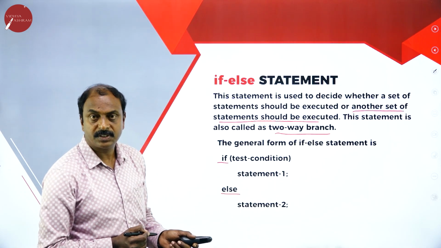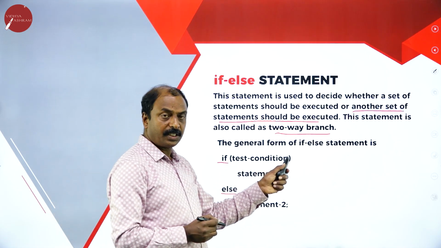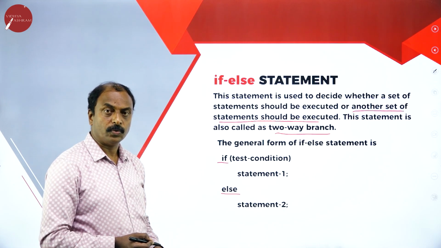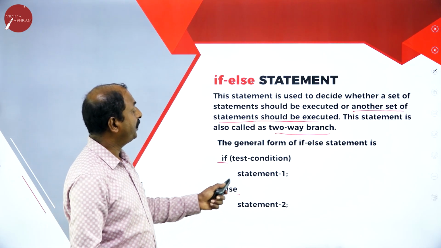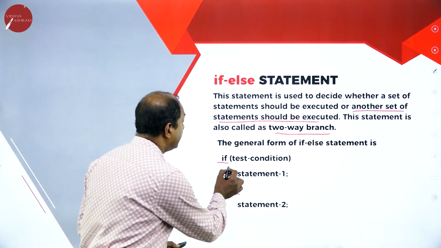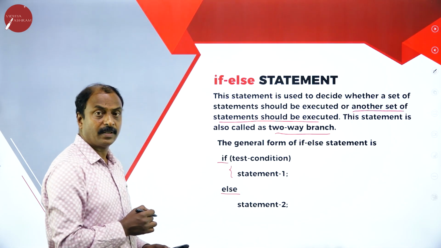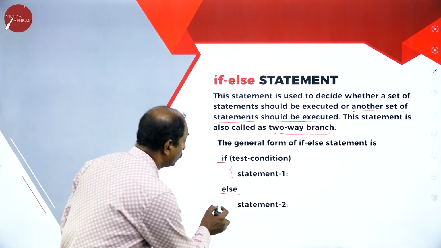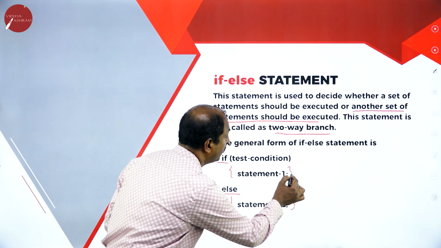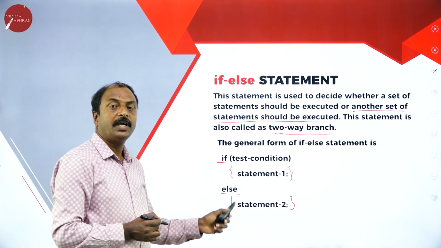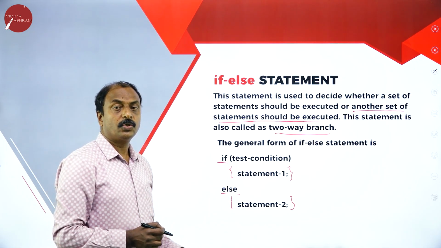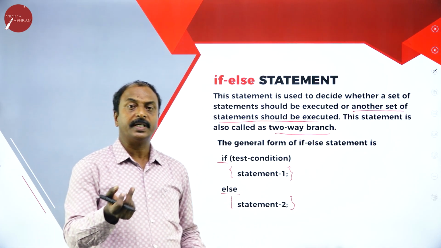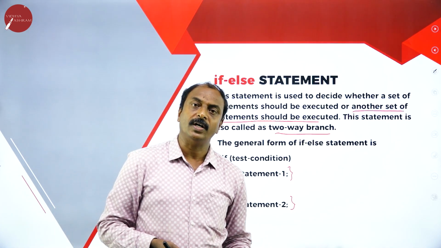The meaning of this syntax is: the test condition has two possible answers, either yes or no, or true or false. If it is true, it executes this set of statements, and if the condition fails or is false, it executes these other statements. So this is the if else statement. It is called two-way branching. It works for both conditions, true and false.